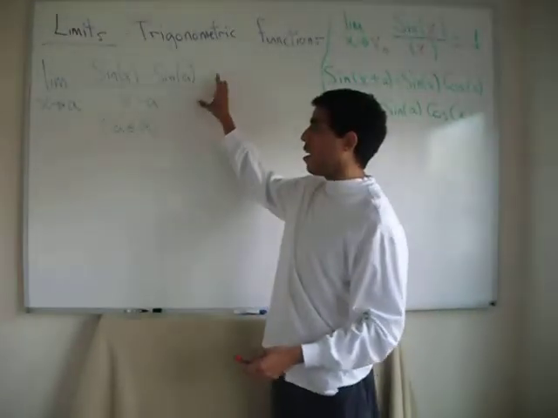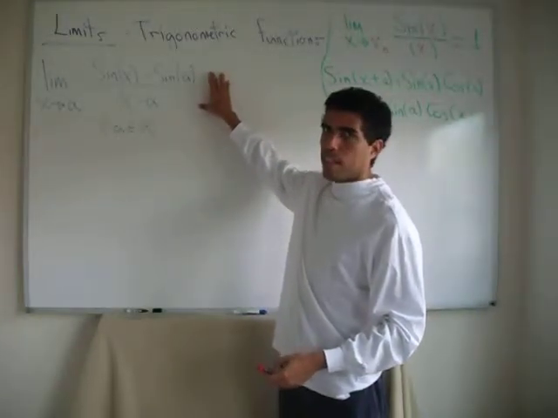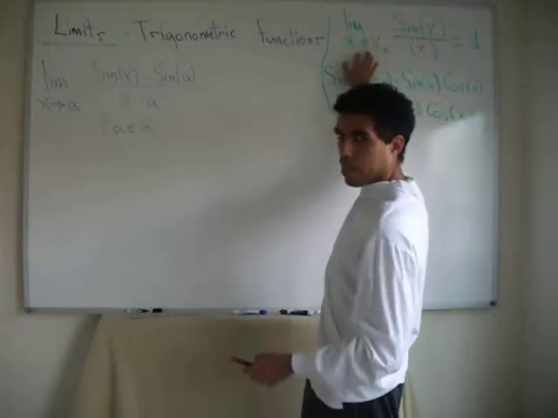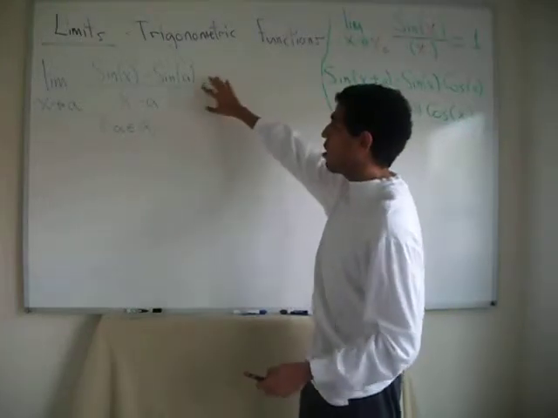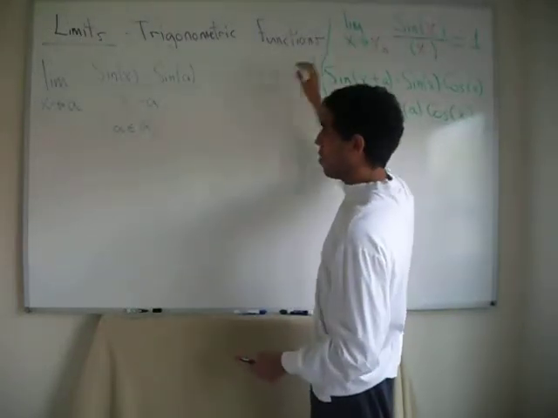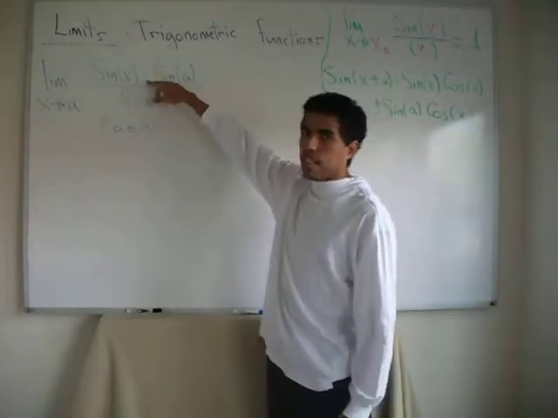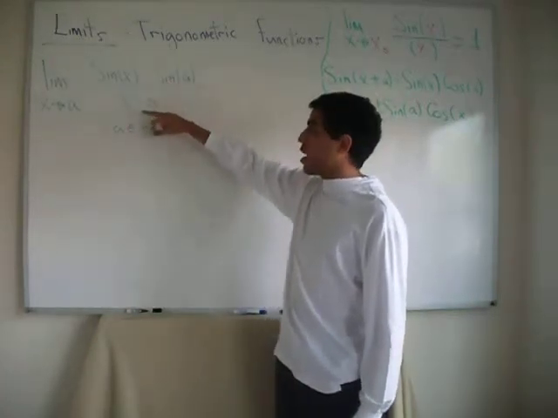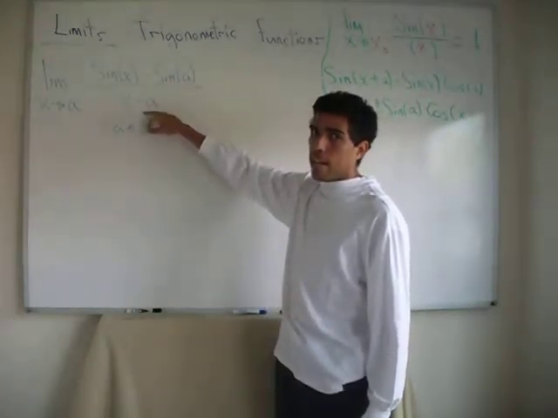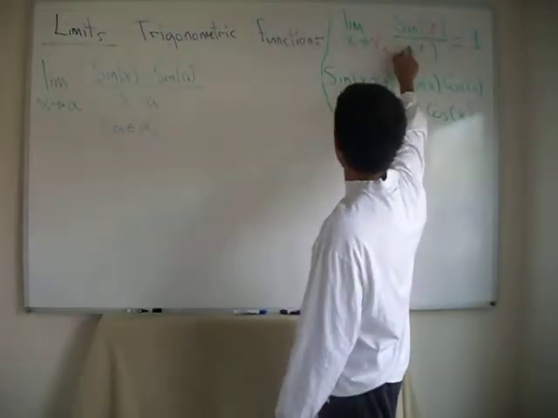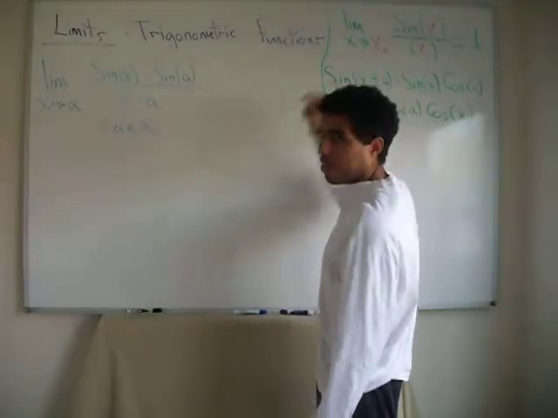Look at the exercise and look at the notable limit right here. Okay? Look at the exercise and look at the notable limit. We have to make sin look like it has an x minus a in the argument so that I can use this property. Okay?